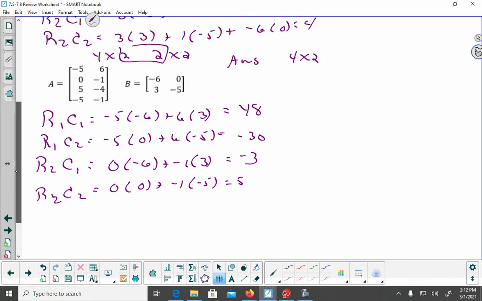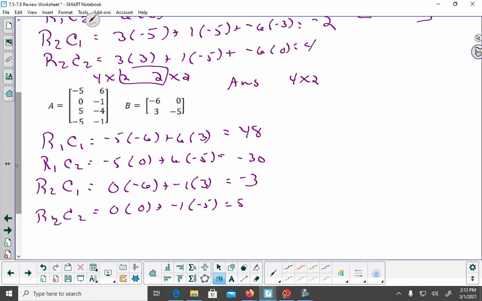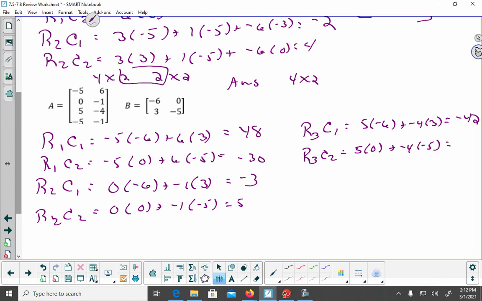I'm going to go over here so I can still see my matrices. Row 2 has been multiplied by everything, so now row 3 times column 1 will be 5 times negative 6 plus negative 4 times 3, so that's negative 30 plus a negative 12, that'll be negative 42. Row 3, column 2 will be 5 times 0 plus negative 4 times negative 5. So 0 plus 20 will be 20.